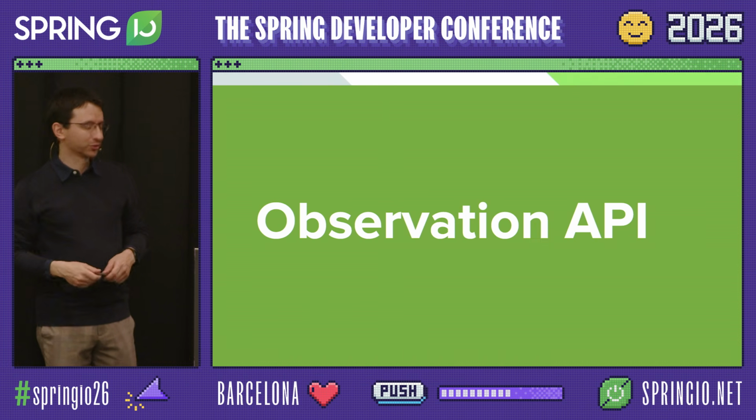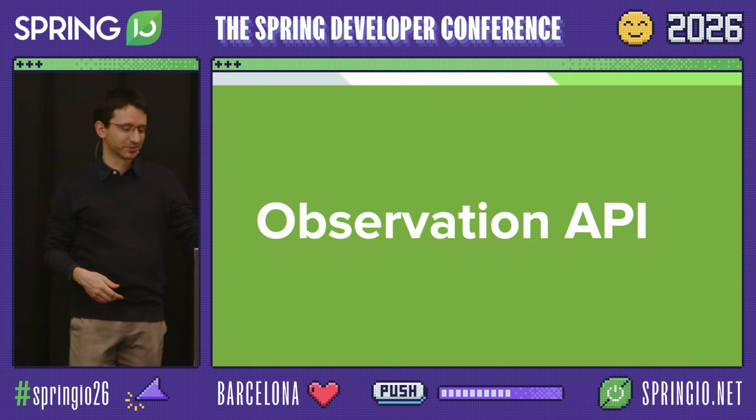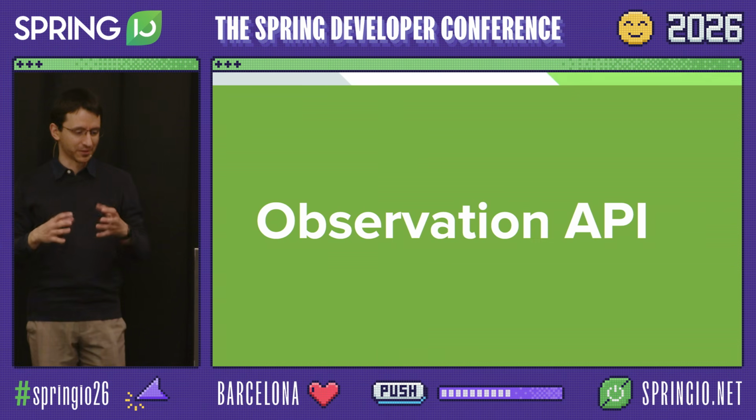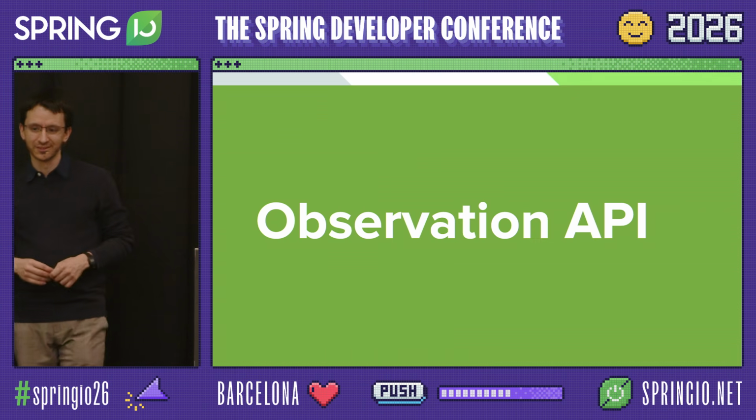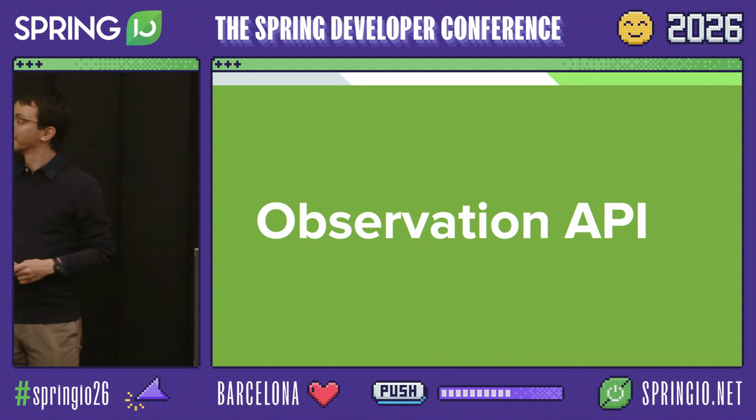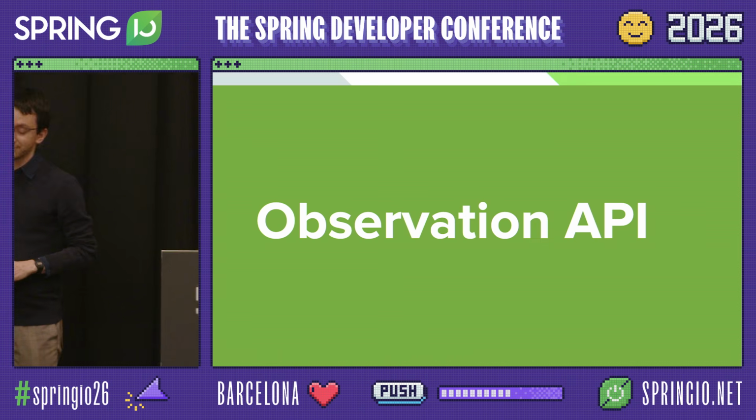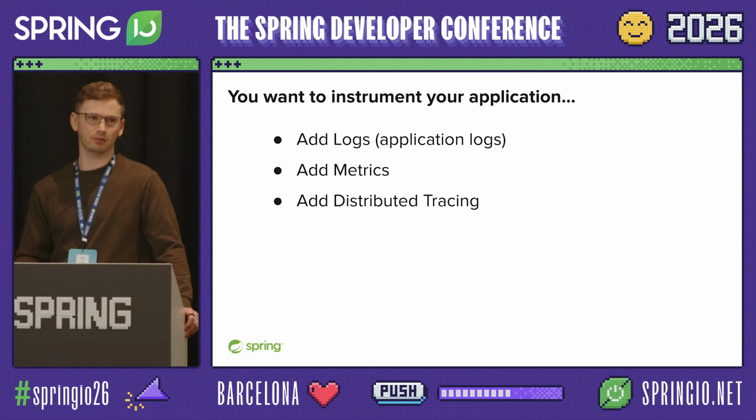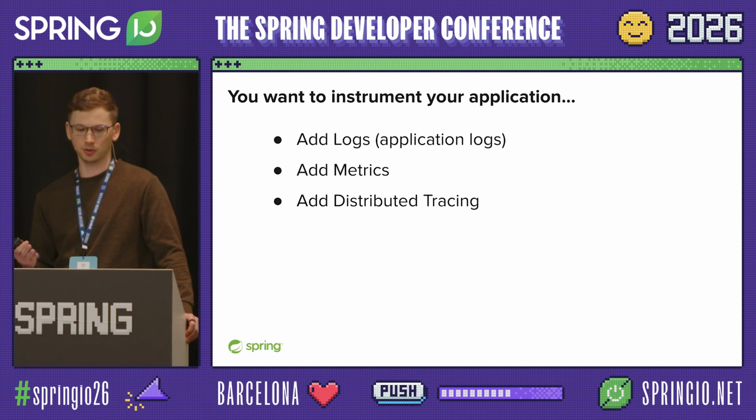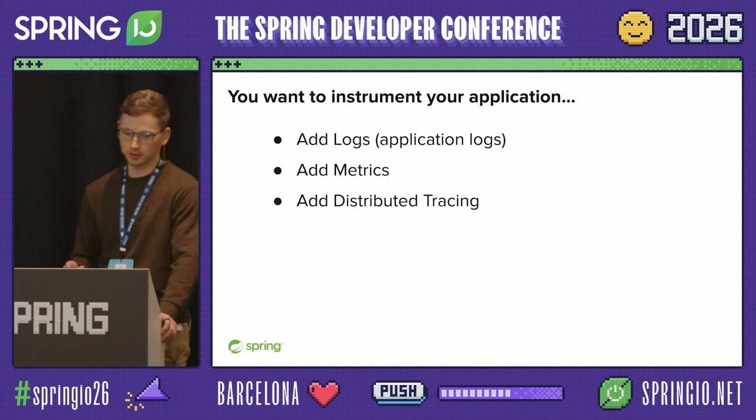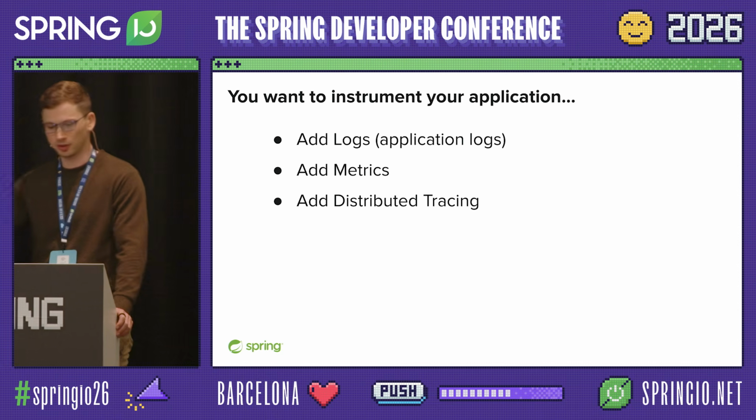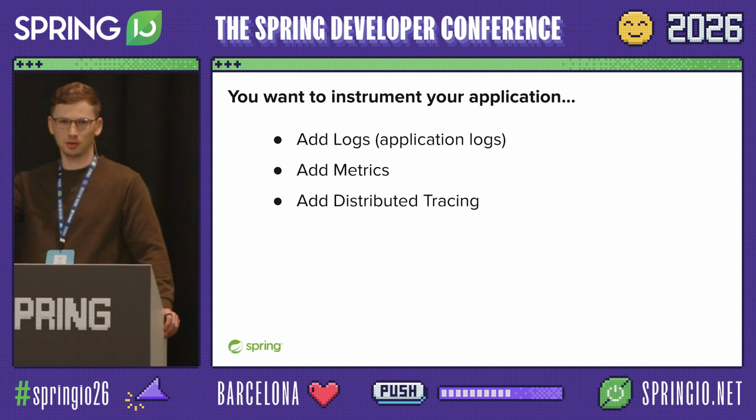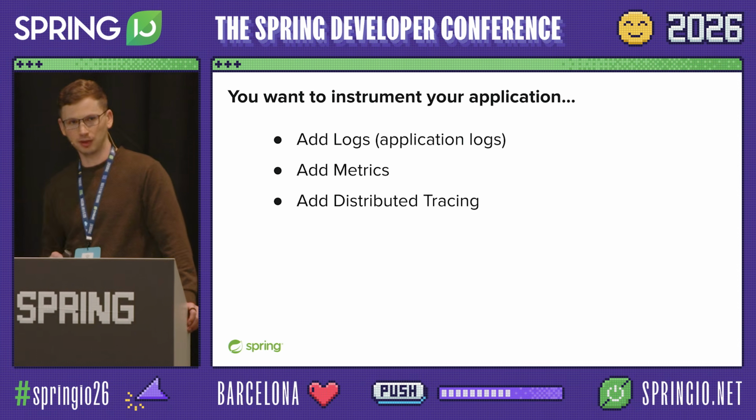So let's talk about the Observation API, which is a very, very nice thing in Micrometer, if you ask me. We talked about logging, metrics and tracing, so what's this Observation API thing? We realized the typical flow when you want to instrument your application: you have some operation that you want to time, so you add some logs, maybe a start and an end log, or you log how long the thing took.